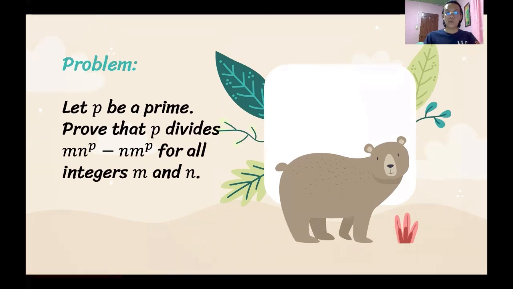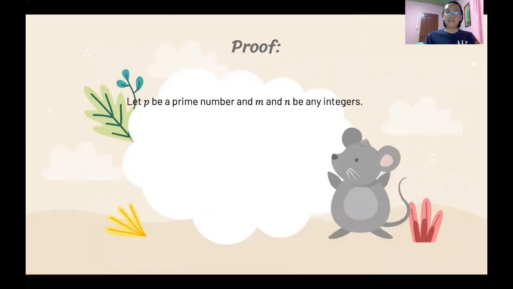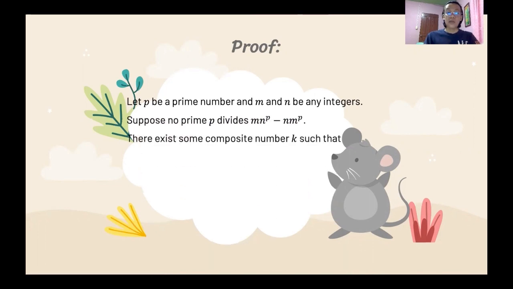And here is my proof. Let P be a prime number and m and n be any integers. Now, suppose that no prime P divides m times n raised to P minus n times m raised to P. So, there exists some composite number k such that k divides the quantity m times n raised to P minus n times m raised to P. By division algorithm, we have m times n raised to P minus n times m raised to P equals k times r for some r an element of the integers.